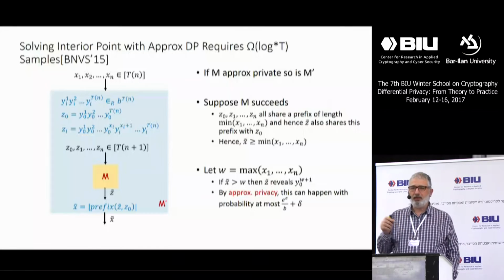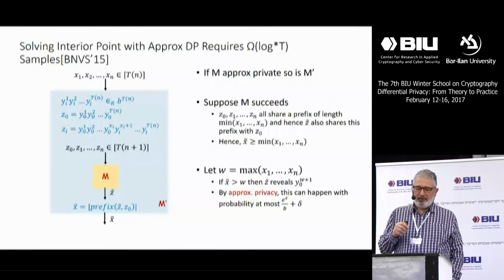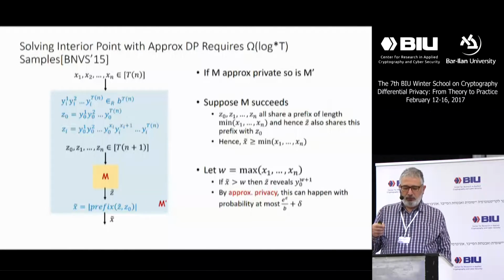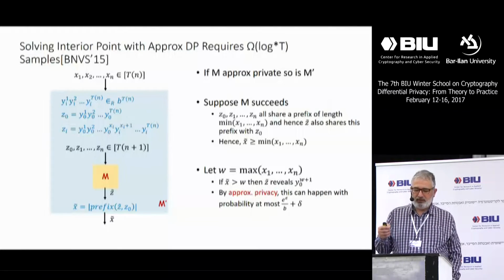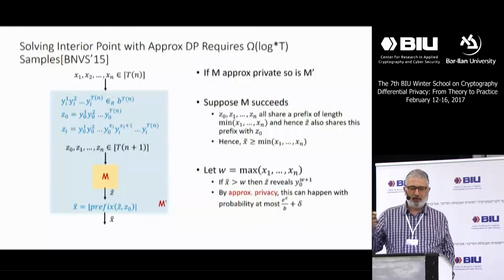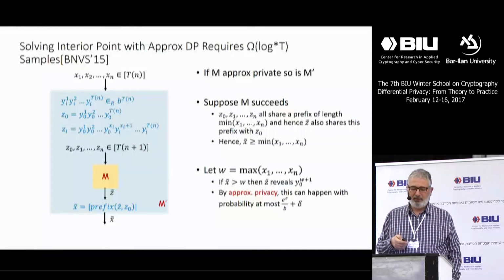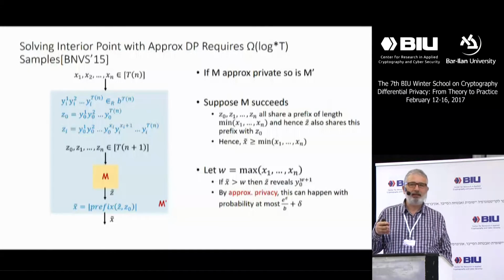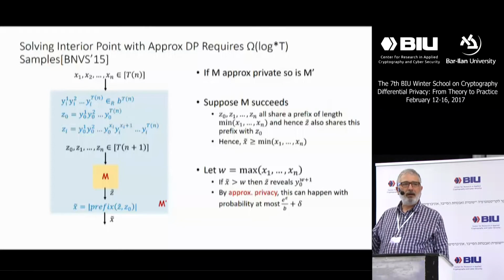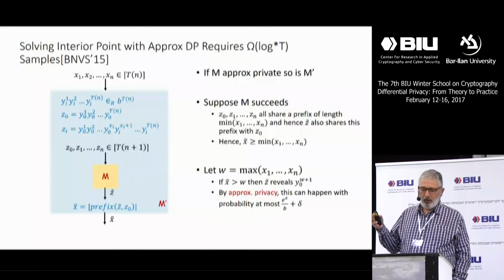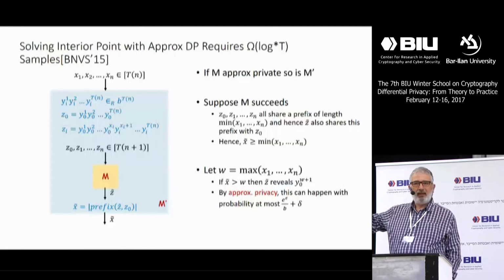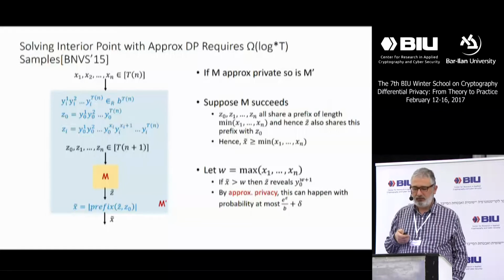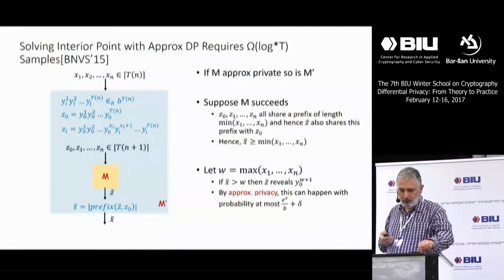I want to say that because of privacy, this z tilde cannot include digits beyond the max of xi, beyond that location. Because if that happens, we're revealing information about y0 at that location that the other inputs are not revealing. And differential privacy doesn't allow us to do that.